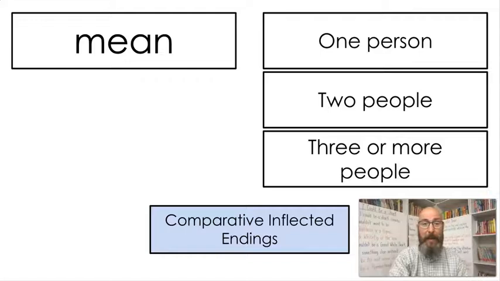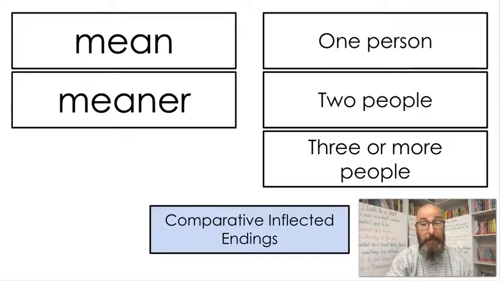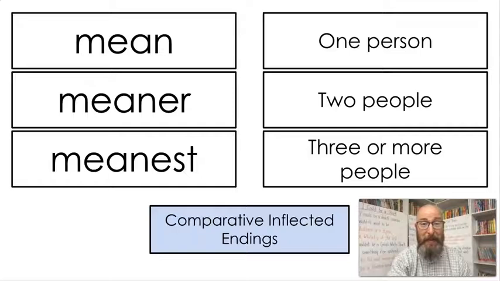We're going to get started with mean first. Nobody wants to be mean, so we're going to get it out of the way. So if you're just one person, they're mean. Don't be like them. But if it's two people, we add ER, so it's meaner. If it's three people, if it's a lot of people, then you do not want to be the, add EST, meanest. That's right.